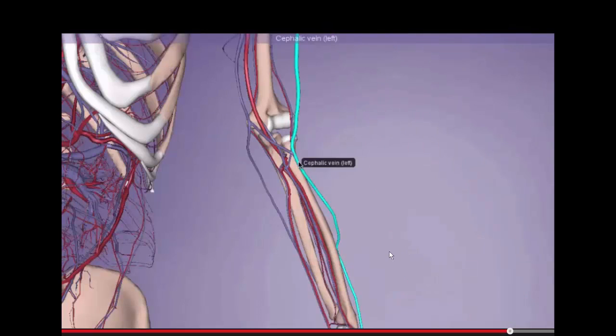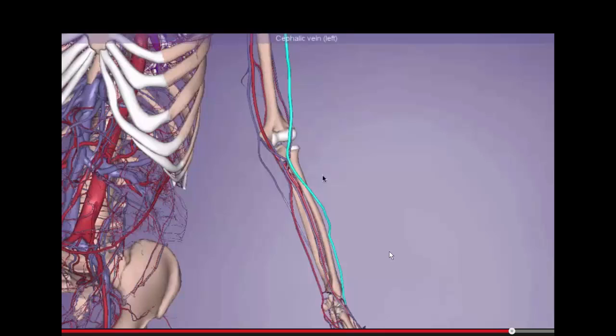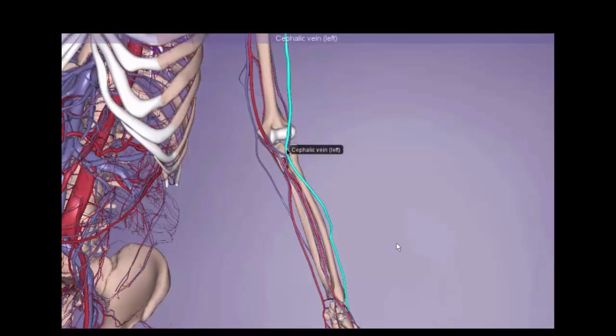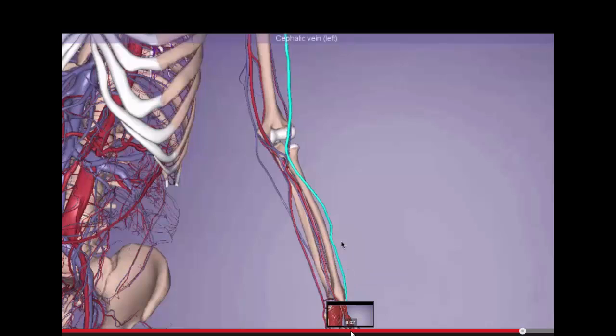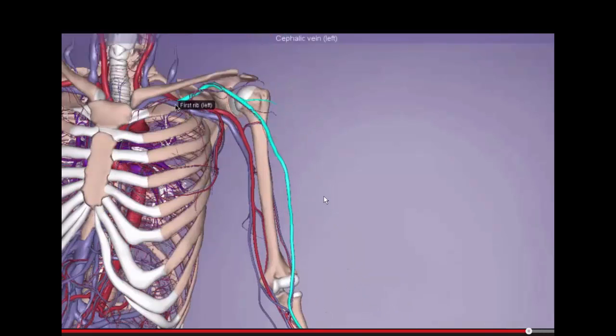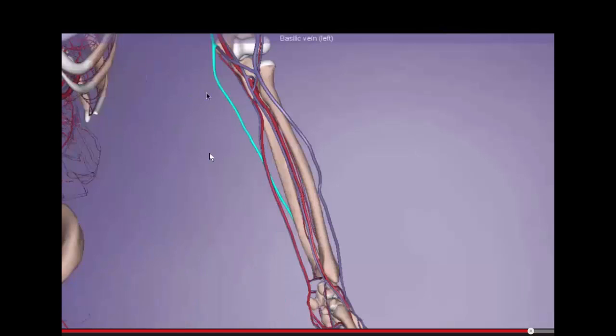Let's have a look at some veins. Here's the cephalic vein. You can often see it when people are working out, pumping iron. Cephalic vein, it's named so because it's traveling towards the head, or cephalad. It's most lateral on the arm. This continues all the way up on the lateral aspect and joins the axillary vein up here.